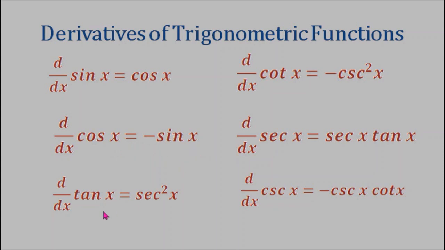The derivative of tangent x is secant squared x. The derivative of cotangent x is negative cosecant squared x. The derivative of secant x is secant x times tangent x. And the derivative of cosecant x equals negative cosecant x times cotangent x.